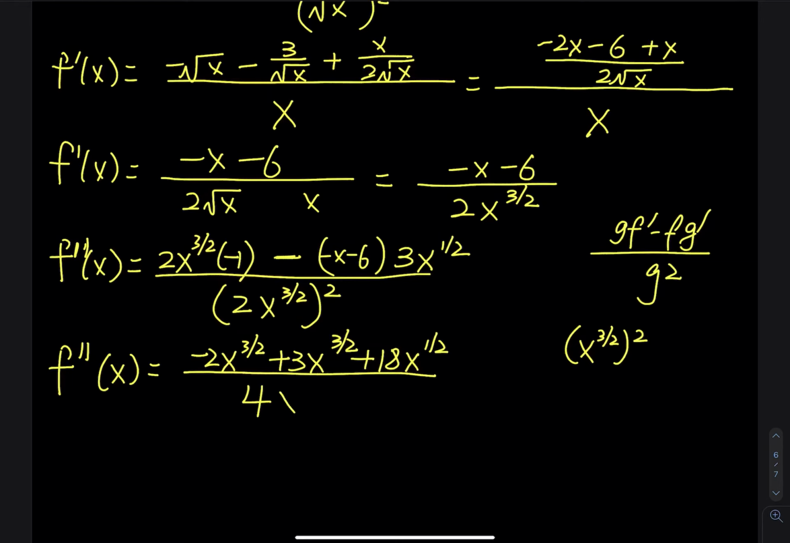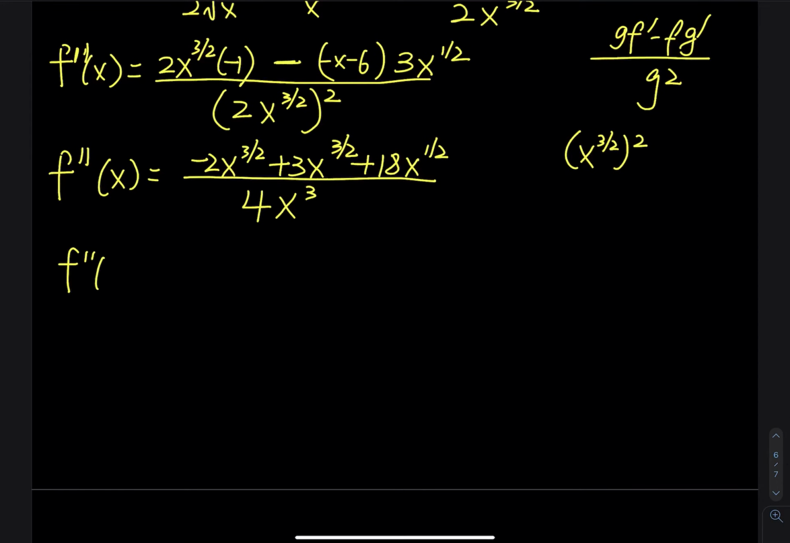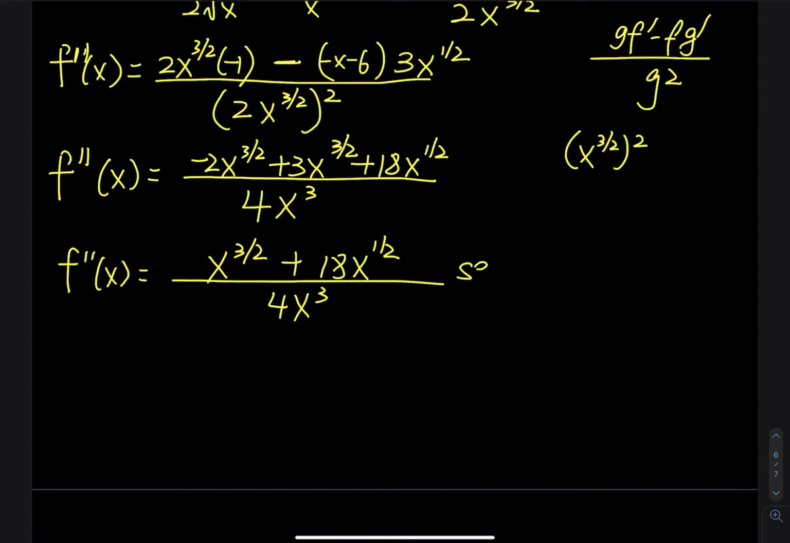So you have 4x to the third, and then clean up the top again. f double prime of x, what do you have? The top, you have a negative 2 plus 3, then you have a 1, right? So you have 1x to the 3/2, and then plus 18x to the 1/2. So that is the simplest form. So now you are ready to set that equal to 0 to look for your critical value.